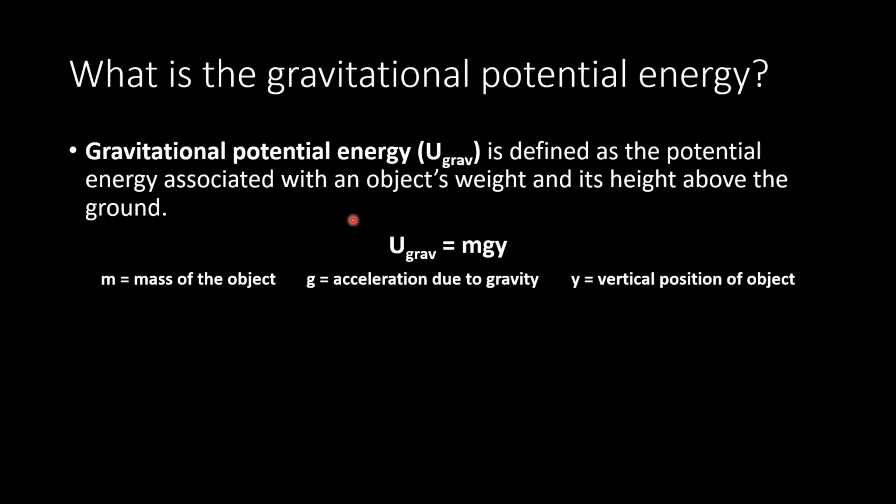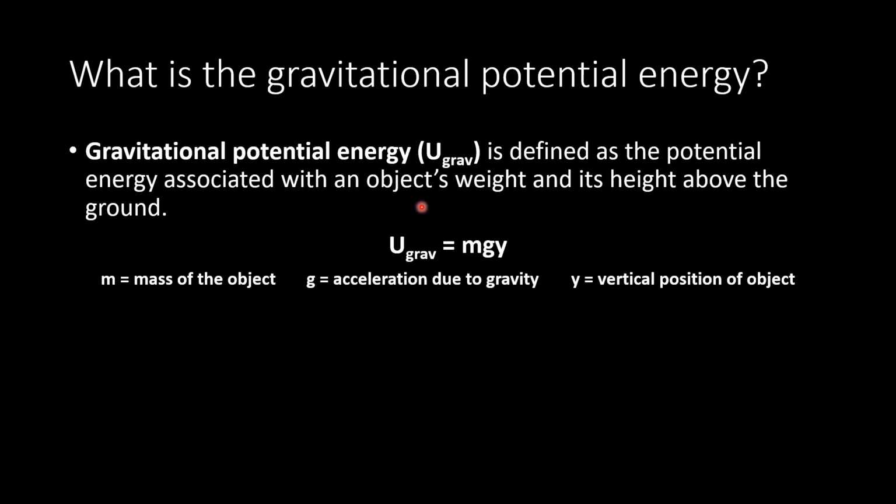So what is the gravitational potential energy? The gravitational potential energy is defined as the potential energy associated with an object's weight and its height above the ground. In other words, this is the potential energy due to gravity.